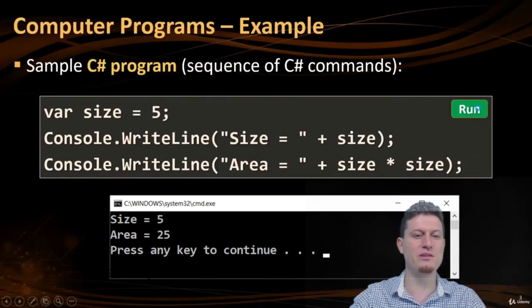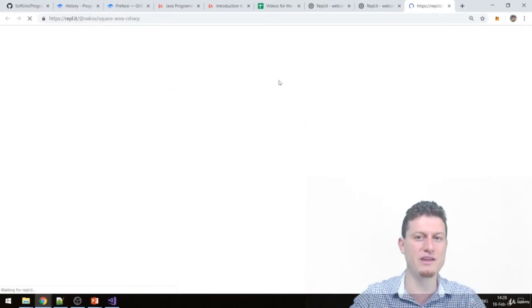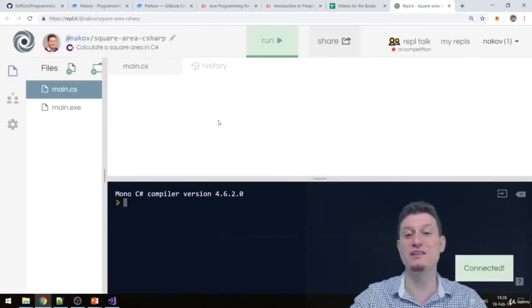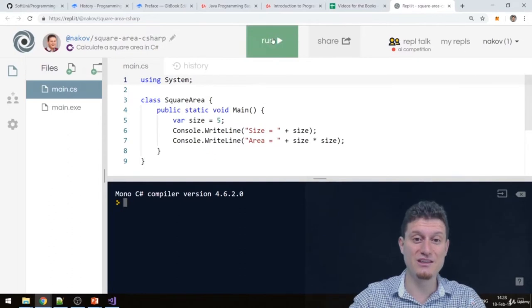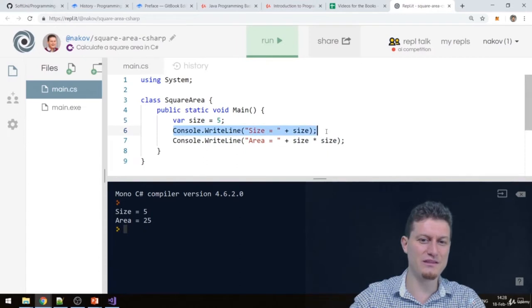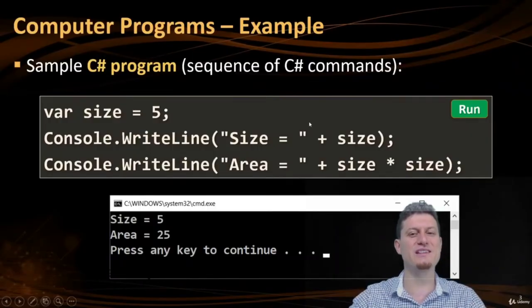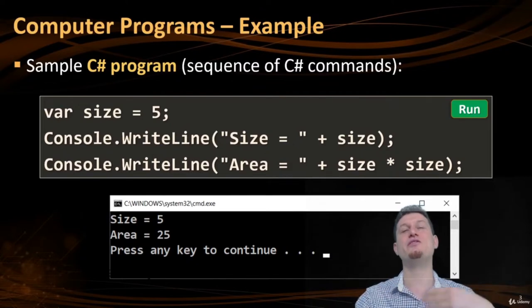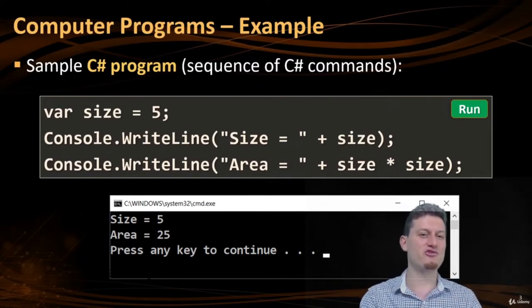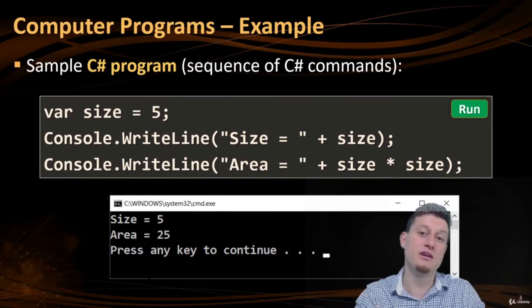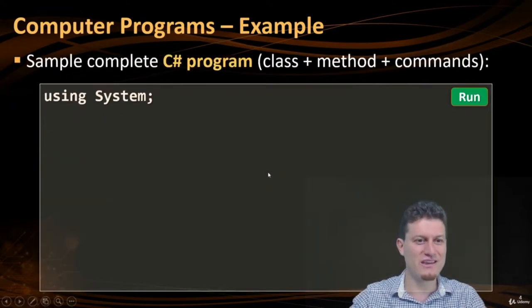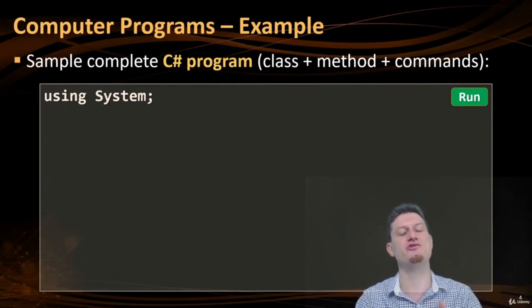We can run this program again on this tool called Repl.it, which is just an online development environment which supports C#. If we run it, we'll see that the size is 5, this one prints this text, and this one of code or command prints this text. So programming is about writing programs which are essentially sequences of C# commands or commands in another language. Programming sometimes involves some other steps additional to just the commands.